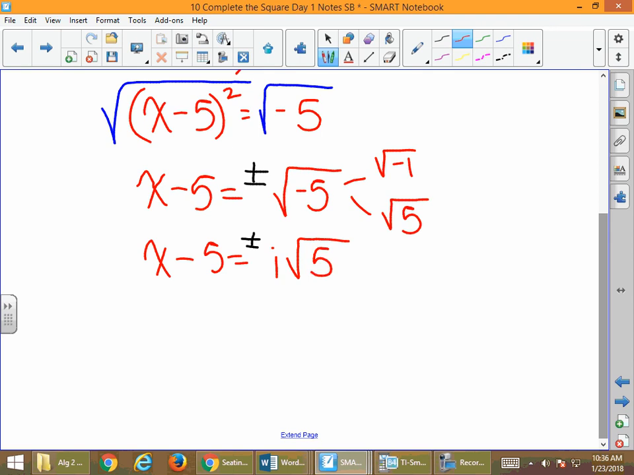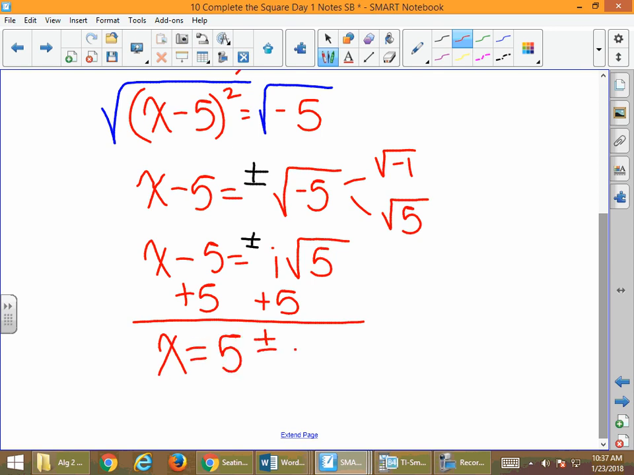And finally, we need to solve for x. It's x minus 5, so we're going to add 5 to both sides. And we'll get our values of x. 5 plus or minus i radical 5. When we get an answer like that, can we factor? No. We've got an i and a radical in there. We can't factor that. And in fact, completing the square is a method that's designed for when we cannot factor.